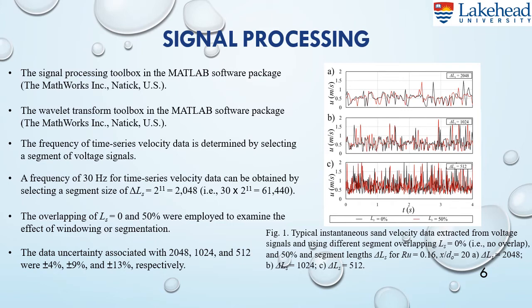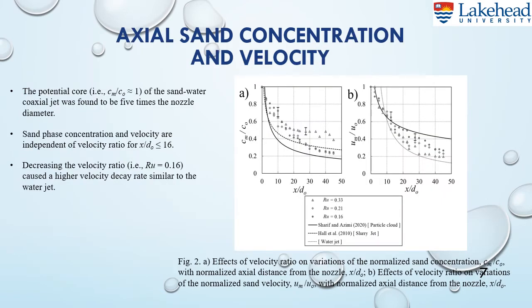Let's move on to the results. First of all, we will discuss the axial sand concentration and velocities. Figure number 2 shows the effect of velocity ratio, which is between 0.16 to 0.33, and the variation of the normalized axial mean concentration and the velocity of the coaxial jets.